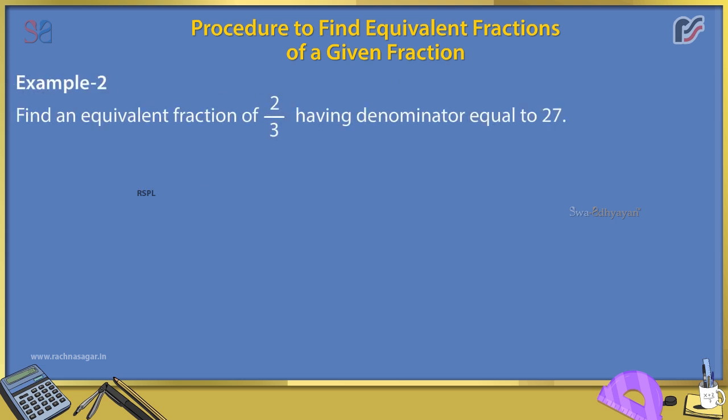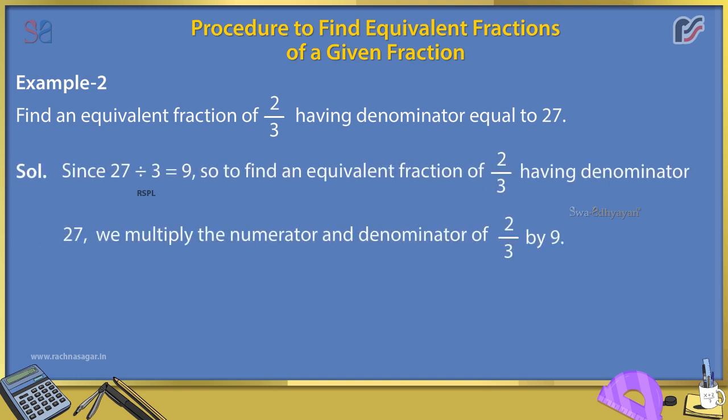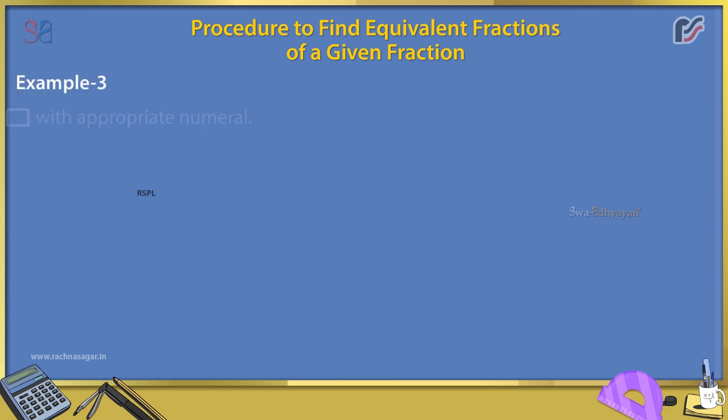Example 2. Find an equivalent fraction of 2 by 3 having denominator equal to 27. Solution. Since 27 divided by 3 is equal to 9, to find an equivalent fraction of 2 by 3 having denominator 27, we multiply the numerator and denominator of 2 by 3 by 9. Therefore, 2 by 3 is equal to 2 into 9 by 3 into 9, which is equal to 18 by 27.